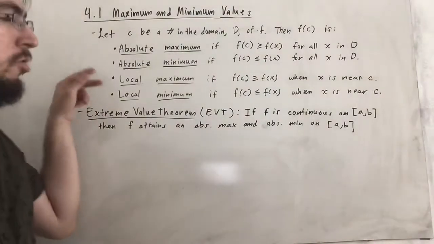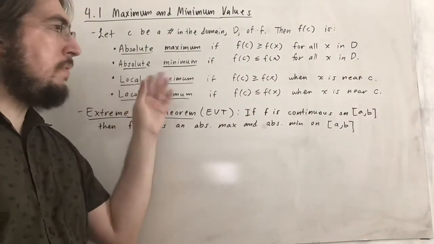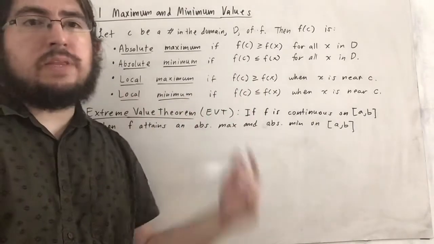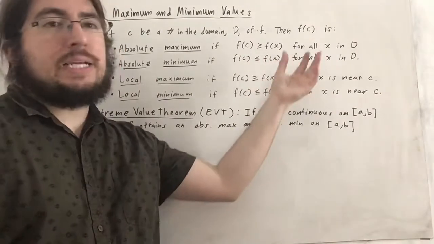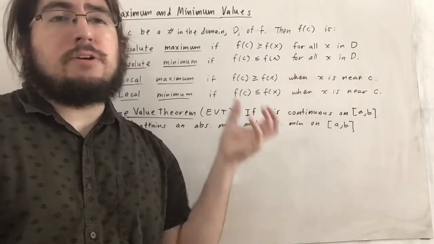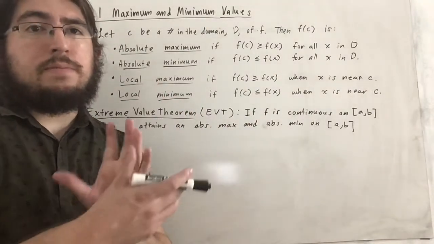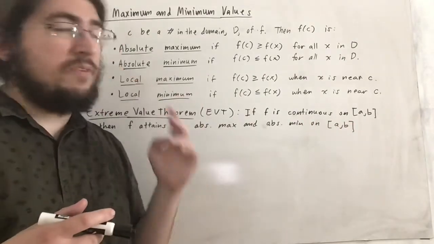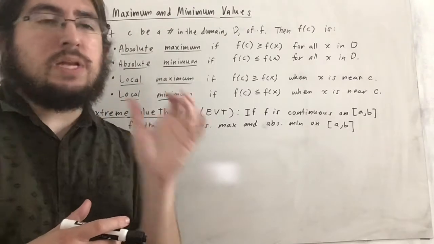Now here, local max and min are similarly the exact same. So maximum is where f of c is larger than f of x, minimum is where f of c is smaller than f of x. Only here, instead of it being for all x in the domain D, we're letting x be just some number that's near c. So hence the word local. So it's not maybe the largest for all values, if it's a maximum, for instance, but it'll be the largest in a small open region, basically.